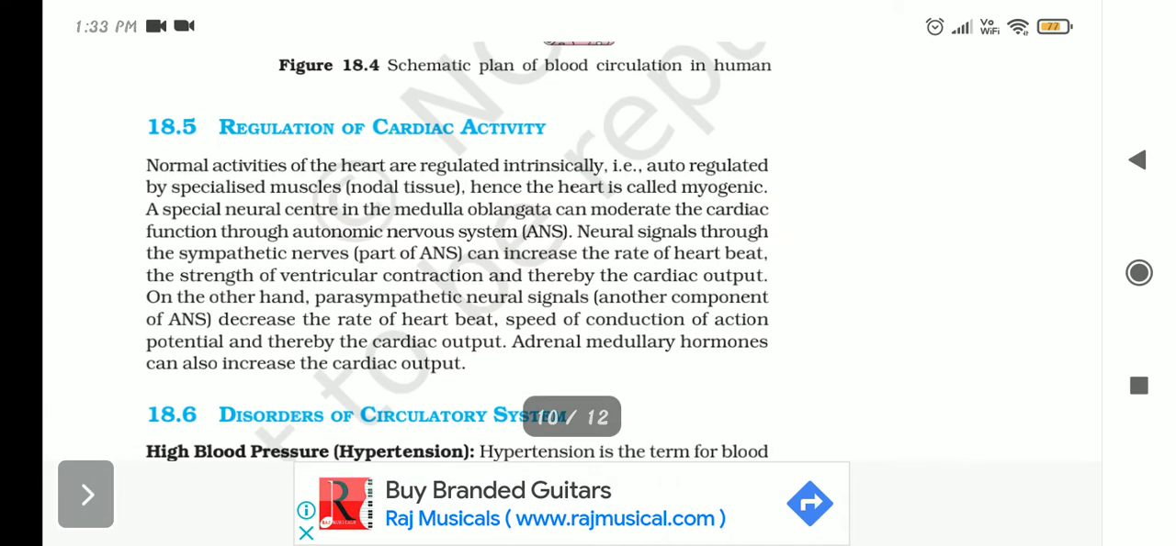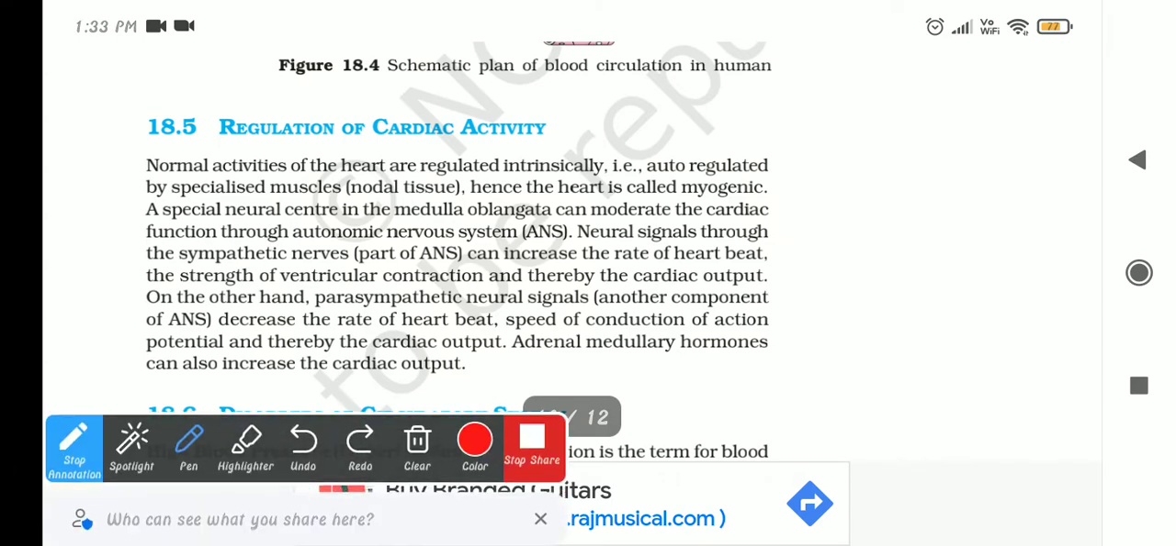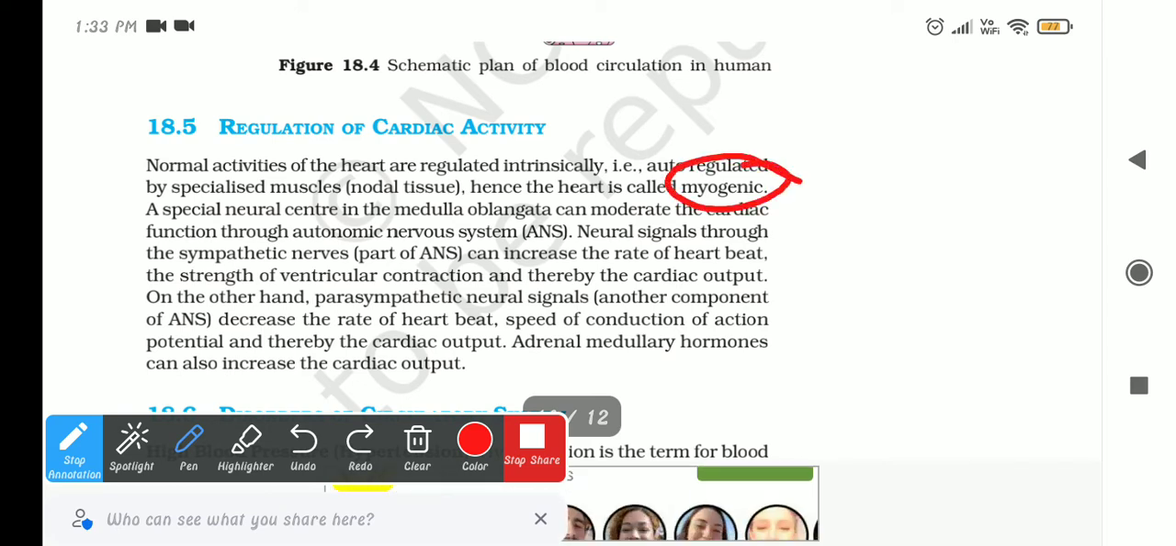Now let's talk about the regulation of cardiac activity. That is, how the cardiac activities are regulated. Normal activities of the heart are regulated intrinsically. It is auto-regulated by the muscles and nodal tissue, and therefore we call the heart myogenic.